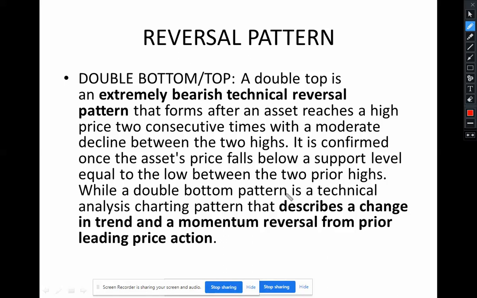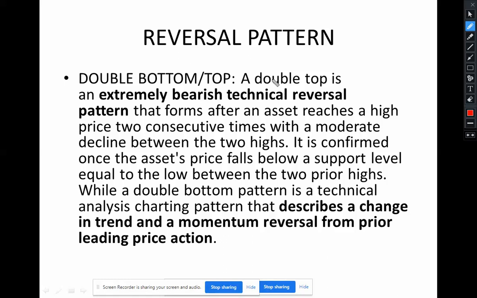While a double bottom pattern is a technical analysis charting pattern that describes a change in trend and a momentum reversal from a prior leading price action. It is the same as the definition of a double top, but the opposite.